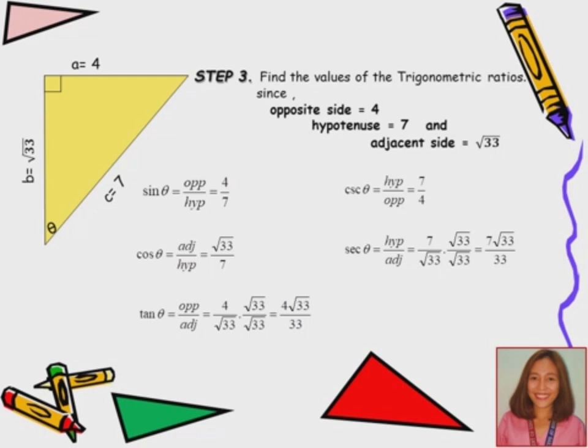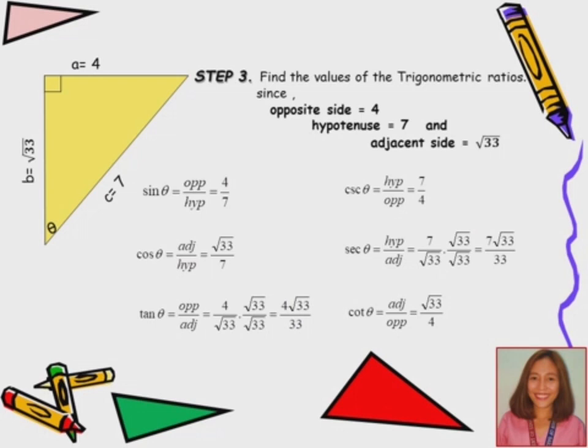And last is, ano yung last na trigonometric ratio natin? Next is si cow. Very good. Cow, C-A-O or cotangent theta equals adjacent over opposite. Note that your adjacent side is square root of 33 and your opposite side is 4. So, substitute, you will have there cotangent theta equals square root of 33 over 4.